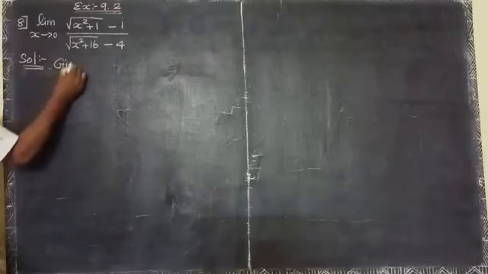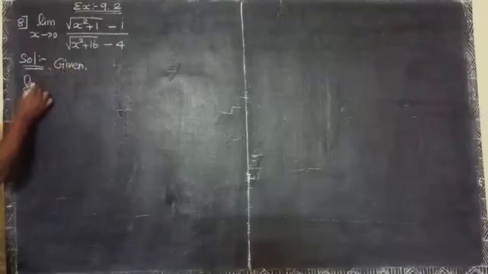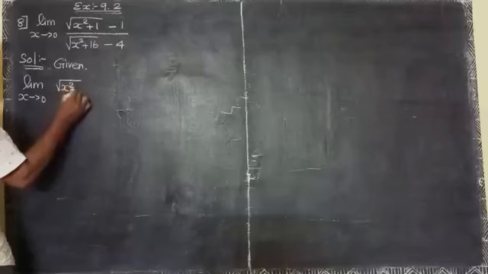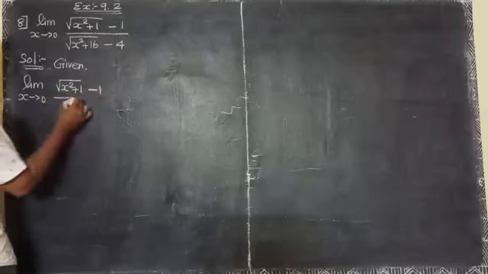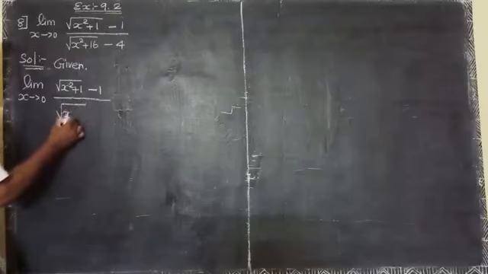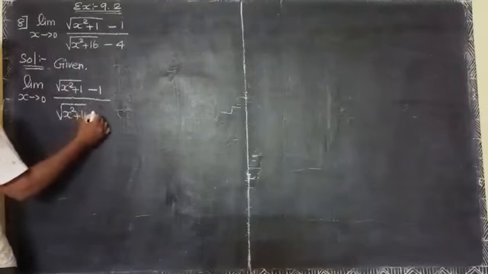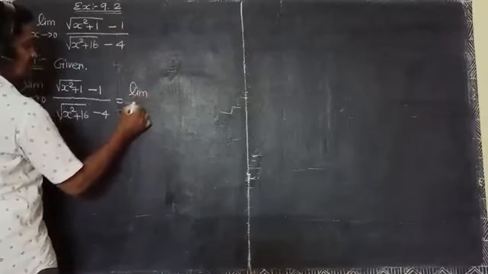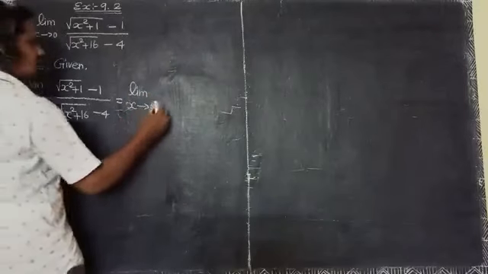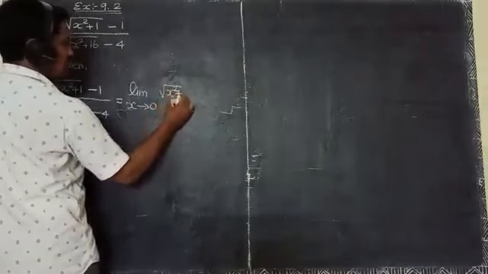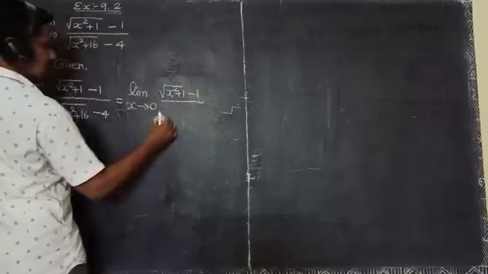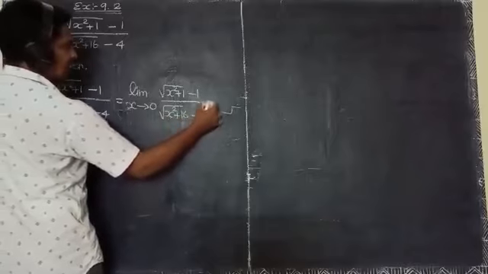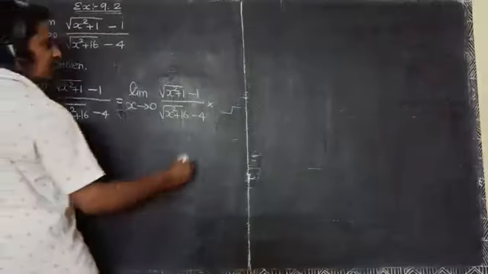Given: limit x approaches 0 of (square root of x² + 1 minus 1) divided by (square root of x² + 16 minus 4), which is equal to limit x approaches 0, numerator is square root of x² + 1 minus 1, divided by square root of x² + 16 minus 4. Take the conjugate of the numerator and denominator.